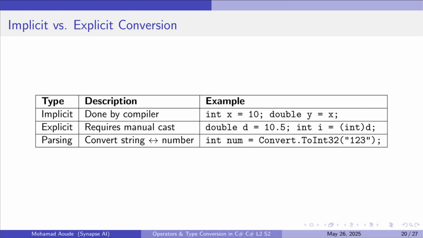Implicit conversions occur when the compiler can safely widen a type, such as int to double. Explicit conversions require you to cast manually, for example, (int)3.14, which may truncate data. Parsing covers converting from text to numeric types.